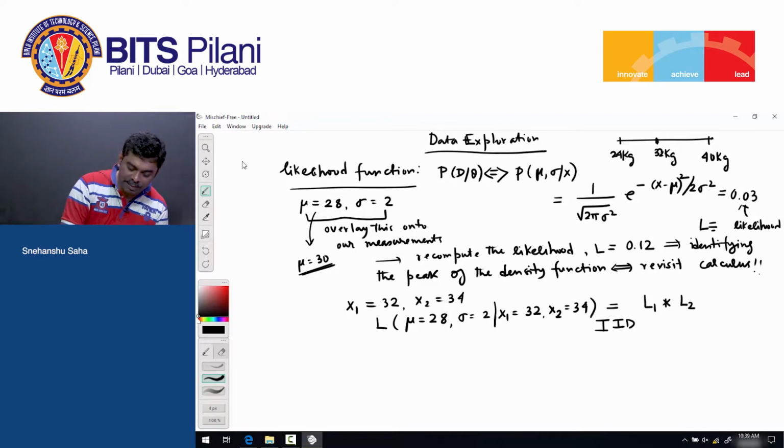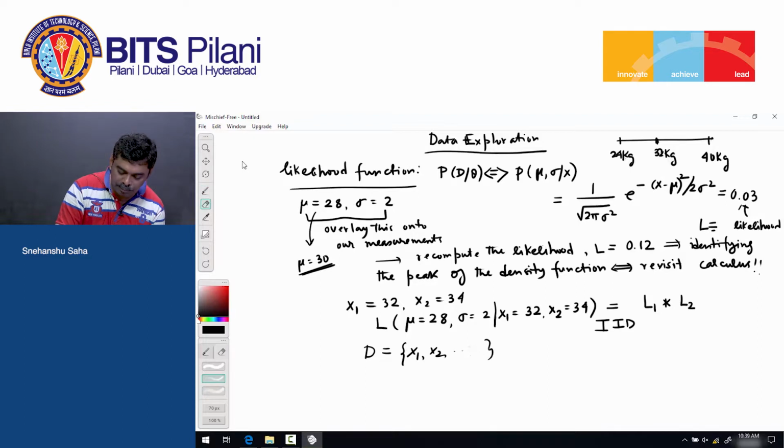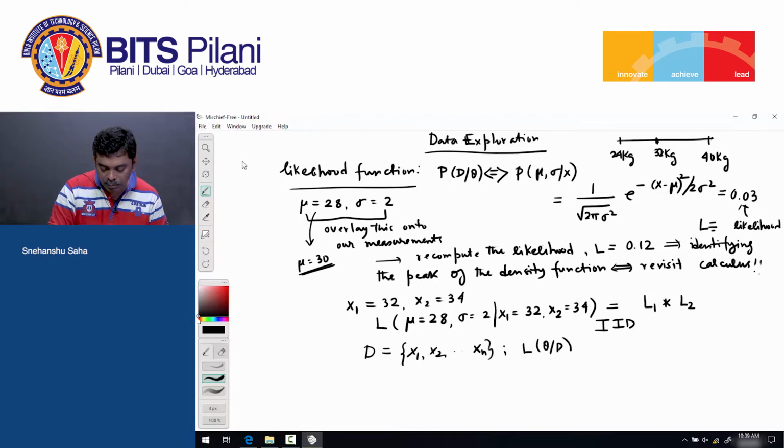So I start from one observation, a single measurement, and then keep adding data points. My data set D is x1, x2, all the way up to xn. And therefore, by virtue of the likelihood function, since I know that I can take the product, I'll take the product of all such data points.